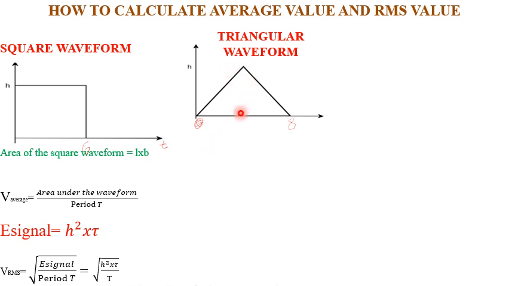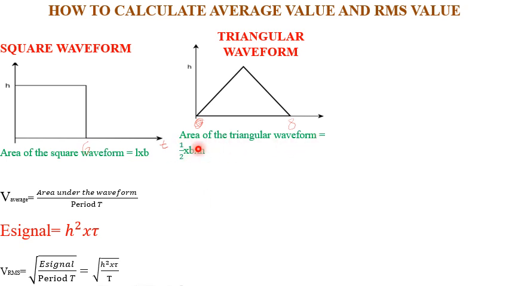What is the formula for finding the area of a triangle? We say the formula for finding the area of a triangle is half the base. This is the base, from here to here. Times the height, and the height is this. So the formula to find the area of a triangle is half base times height.